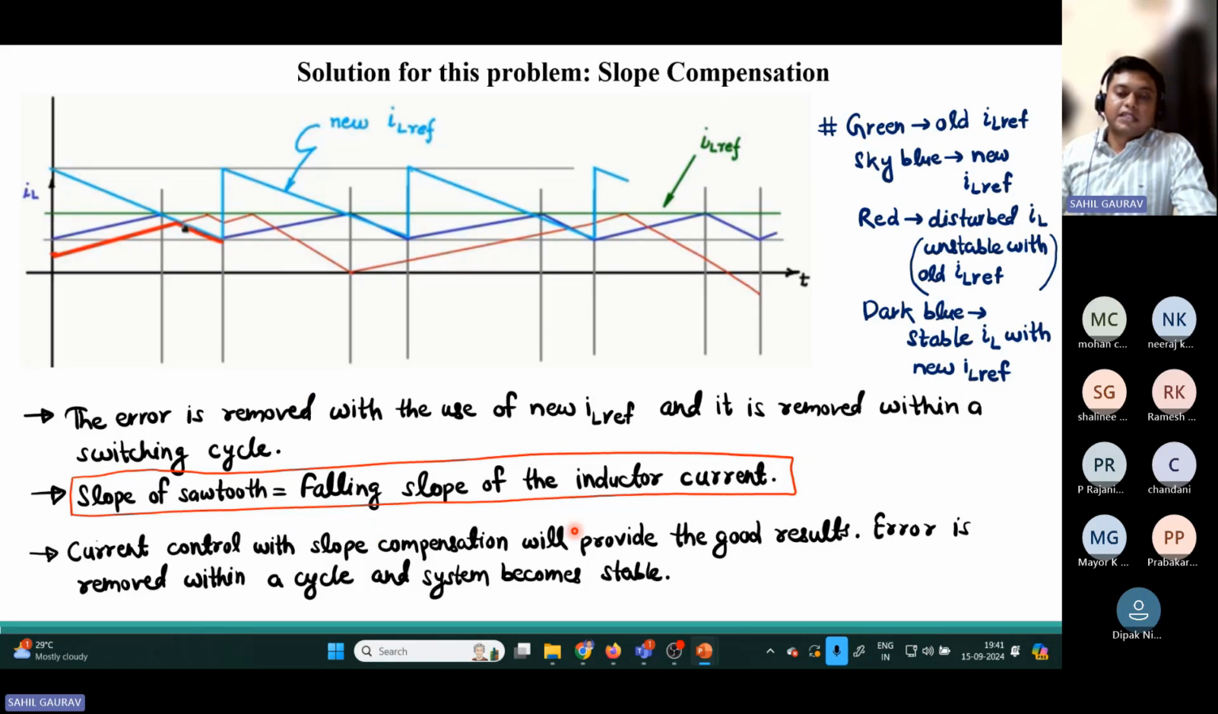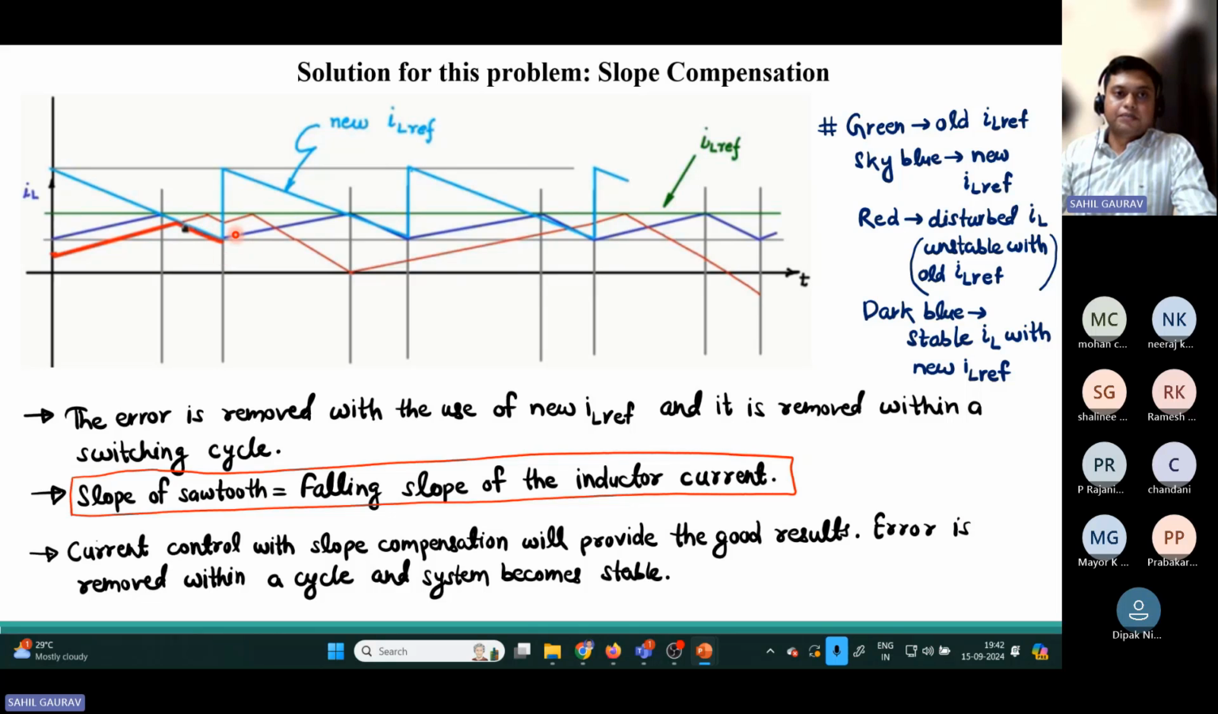Here, this current control with slope compensation will provide good results, and the error is removed within a cycle and the system becomes stable. Earlier, our system got unstable, while the new one gets quickly stabilized. If our system gets disturbances, it starts from a different inductor value, goes up to here, and again wants to increase over this IL difference. So our controller will turn off the switch, so this inductor current gets discharged.